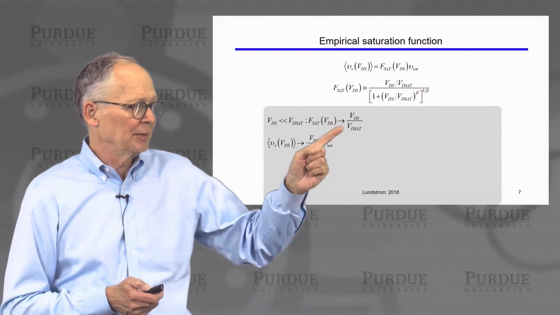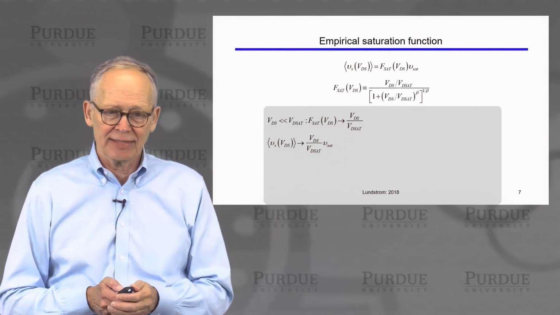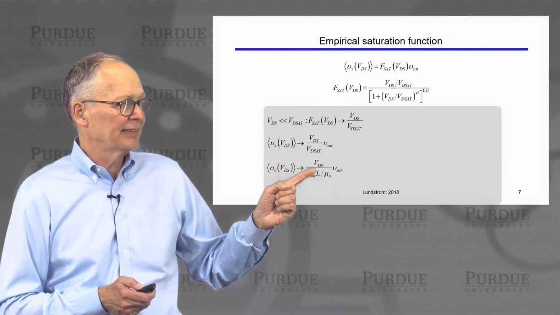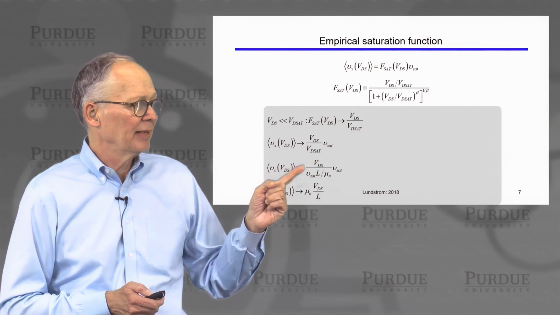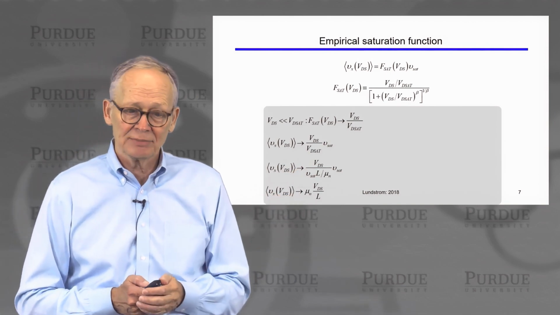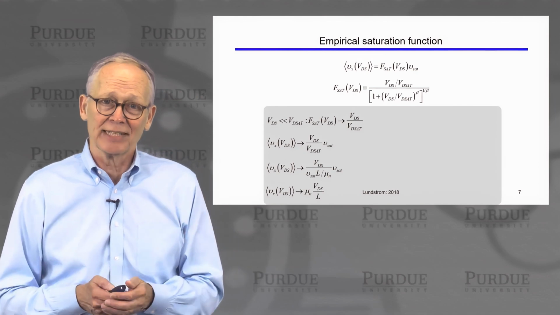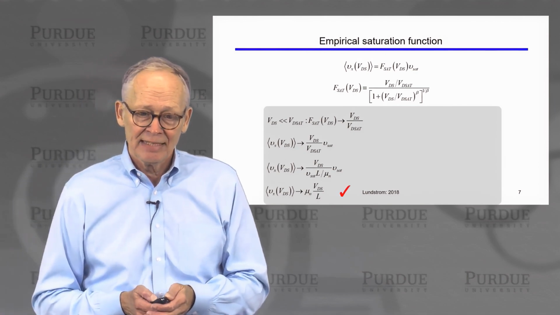We take that function times V sat, and that gives us the average velocity. We plug in the expression for V_D sat, and we see what we have: we just have mobility times electric field. Just what we know is the right answer in the linear regime.